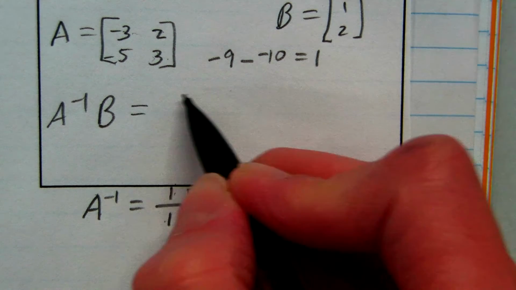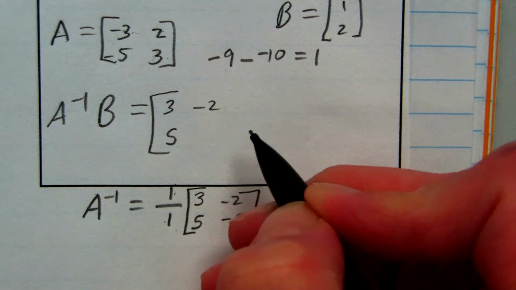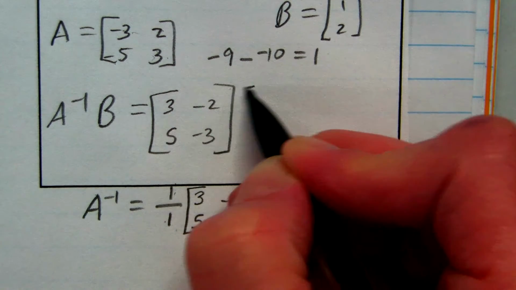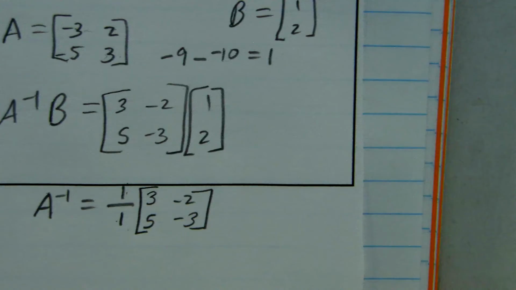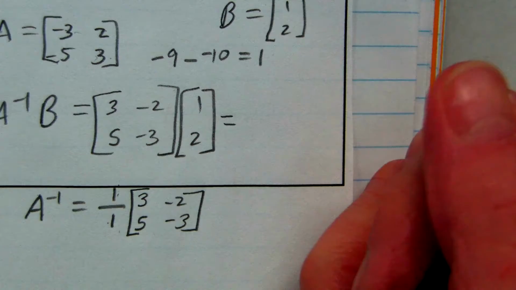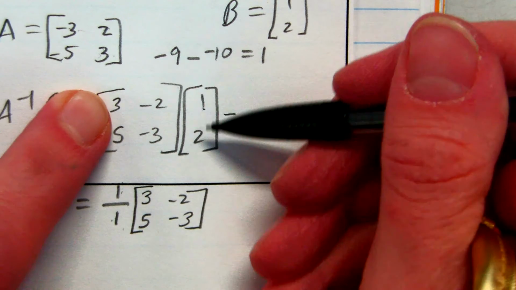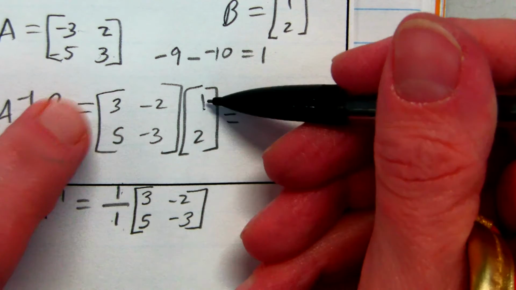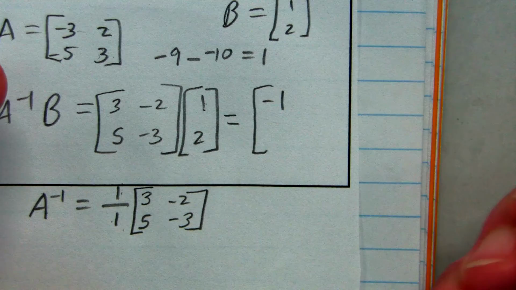So that's what I need to use. I need to take 3, negative 2, 5, negative 3, and multiply it by 1, 2. We don't have any fractions this time. And whatever we get is going to give us the value for x and y. So 3 times 1 is 3. Negative 2 times 2 is negative 4. So 3 plus negative 4 gives us negative 1.